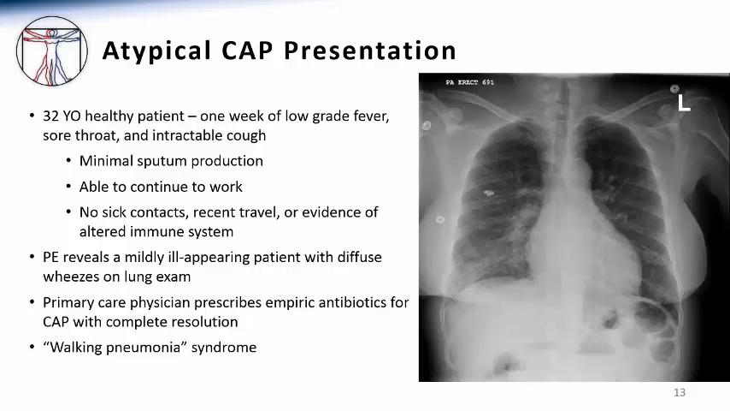On physical exam, in contrast to the acutely ill and hypoxemic patients with community-acquired typical and extensive pneumonia syndromes, atypical presentations would often show a more mildly ill-appearing patient with only diffuse changes on lung exams without focal consolidation. This is referred to as a walking pneumonia syndrome, and primary care physicians see this with some regularity and prescribe empiric antibiotics for this condition, often with complete resolution.